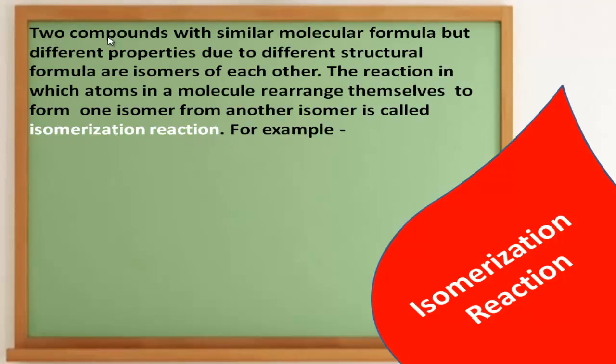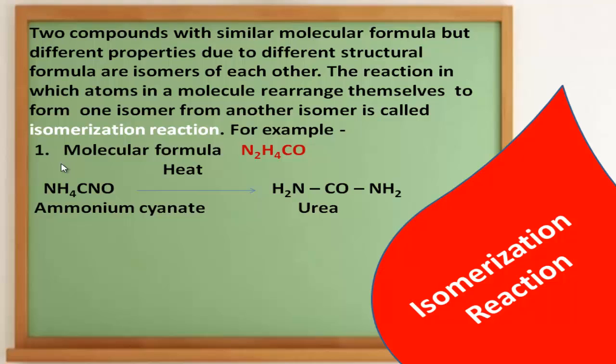Follow here. Two compounds with similar molecular formula but different properties due to different structural formula are isomers of each other, and the reaction in which atoms in a molecule rearrange themselves to form one isomer from another isomer is called isomerization reaction. Follow the example. What is the definition? Actually, when two molecules have a similar molecular formula.